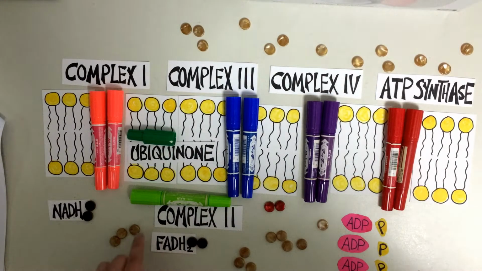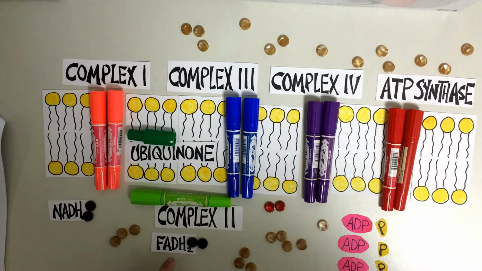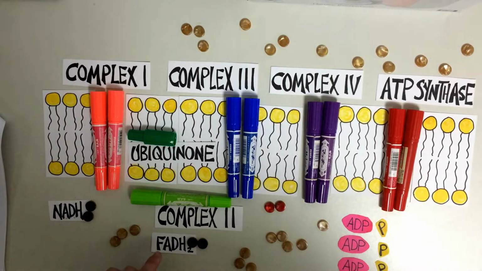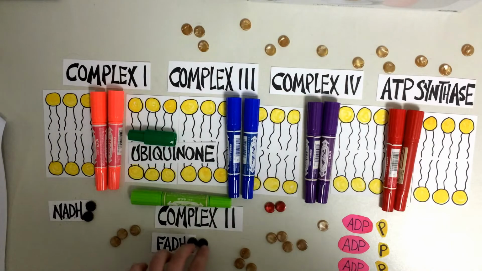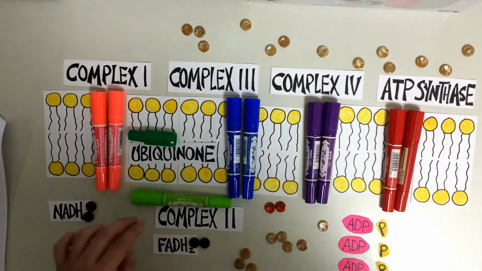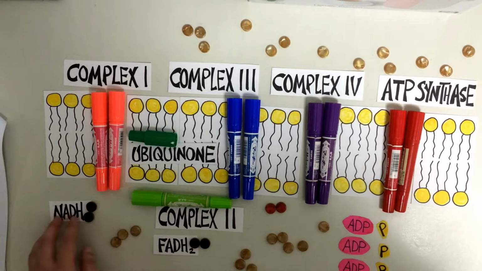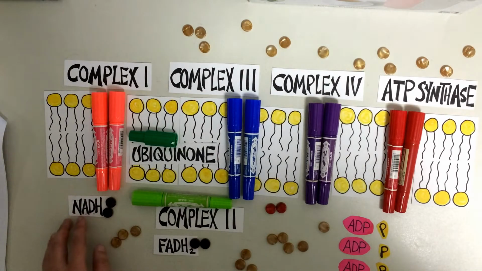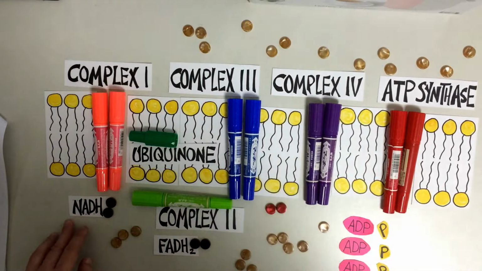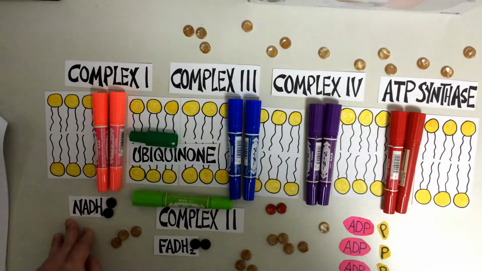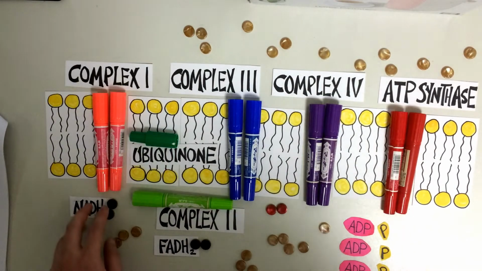And over here, you can see FADH2. This represents reduced flavin adenine dinucleotide, and it's carrying a pair of electrons. So the black beads actually represent electrons. NADH is known as reduced nicotinamide adenine dinucleotide, and it's also carrying a pair of electrons.